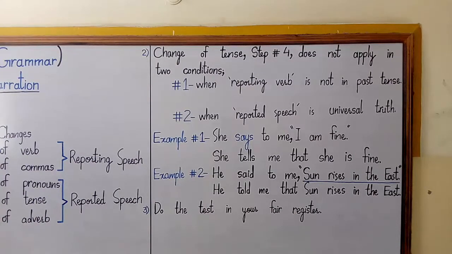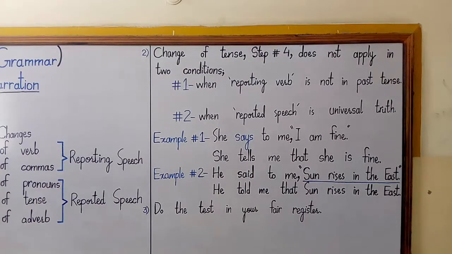Condition number 1, when the reporting verb is not in past tense. What do we mean by reporting verb? Said to is called the reporting verb. Condition number 2, when the reported speech is a universal truth. I have exemplified both conditions with the help of sentences here on the board.